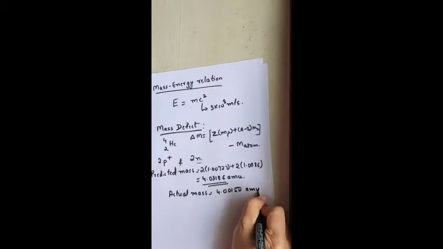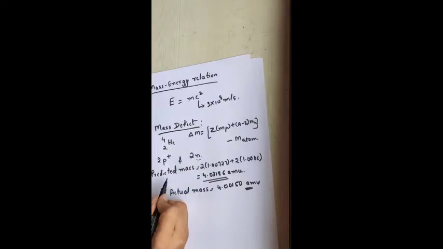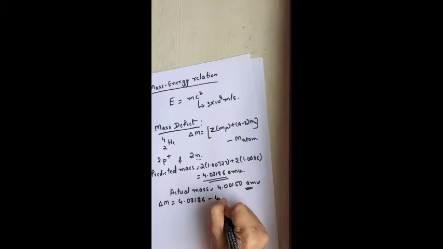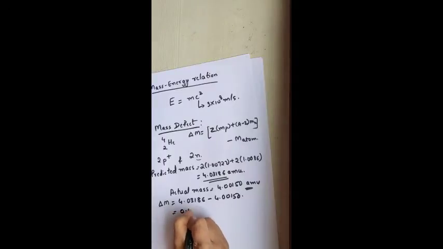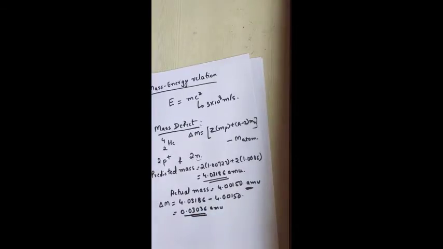4.00150 AMU. This was the actual mass found. So now what happens to the mass defect? Therefore, mass defect equals the difference between the predicted mass and the actual mass, that is 4.03186 minus 4.00150. That gives you around 0.03036 AMU. So this is the mass defect.